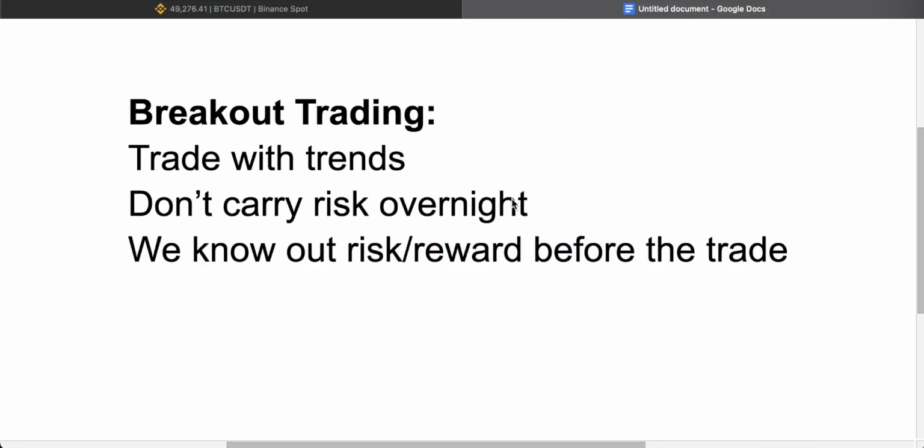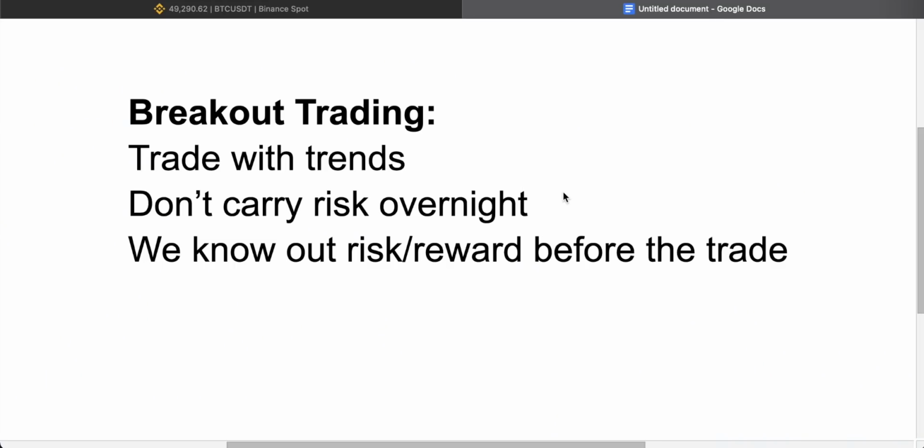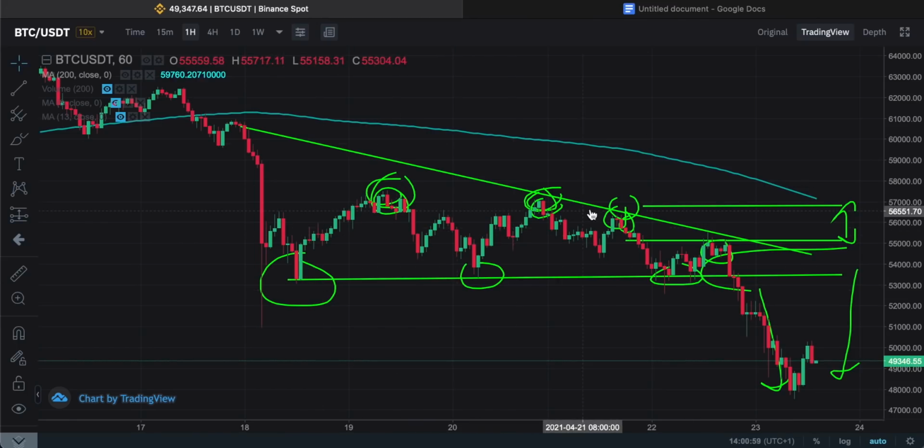Pros and cons of breakout strategies is that you can have quick profits. You get a lot of data to back up your trades, as you can see here, which I just went through. You get day trading profits and you don't have to take risk overnight. And typically with breakout trades, you do get a good risk reward ratio.